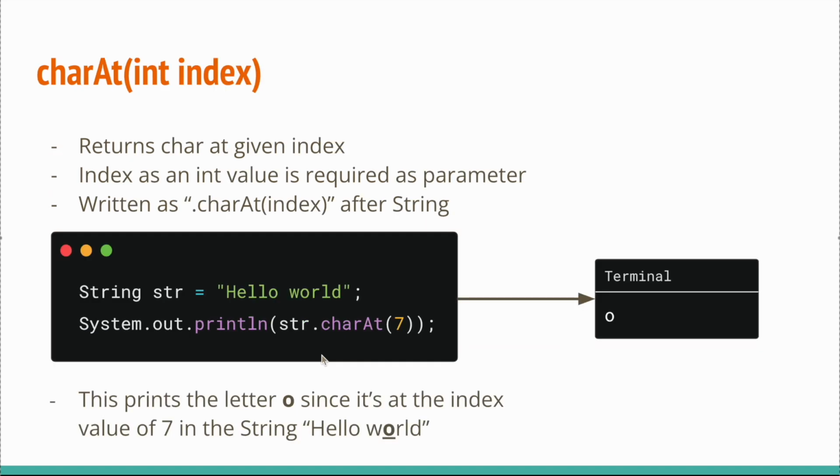Next, we have the charAt. This returns a character at a given index. The index is an integer value, and that is required as a parameter. It is written as .charAt(index) after the string. So in this case, if we want to find the character at index 7 of "hello world", we would get o in this position, because remember, it is always 0 indexed. We always start at 0 and we move on. So 0, 1, 2, 3, 4, 5, 6, 7.